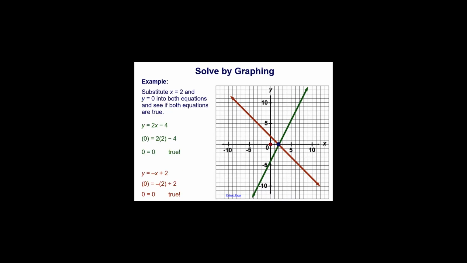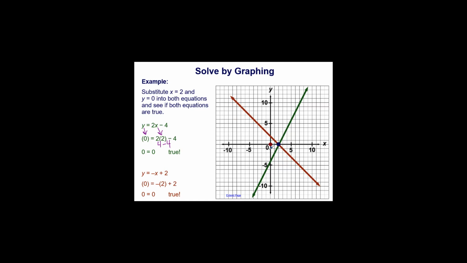To do that, we'll substitute in x equals 2 and y equals 0 into both equations and see if that produces a true statement. So for y equals 2x minus 4, if we substitute in y equals 0 and x equals 2, that will give us 0 equals 2 times 2 minus 4, which is 2 times 2 is 4, so 4 minus 4 is 0. 0 equals 0, so that point (2, 0) is true for the green linear equation.